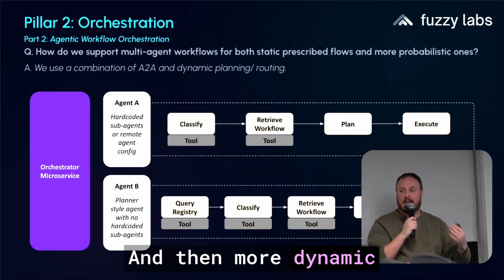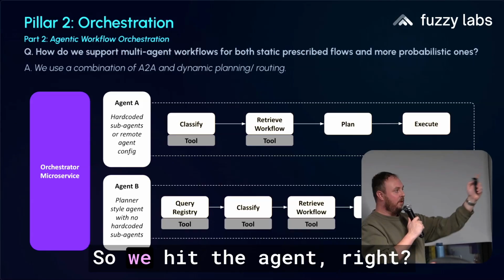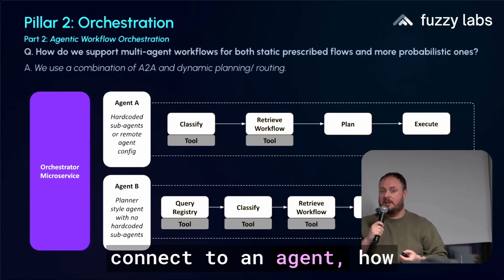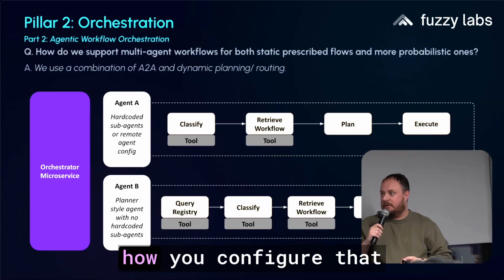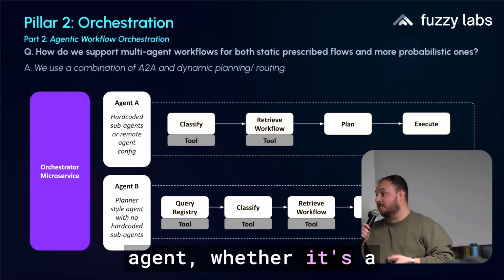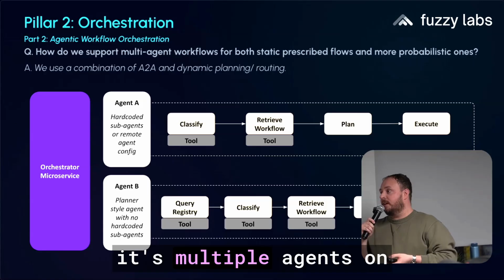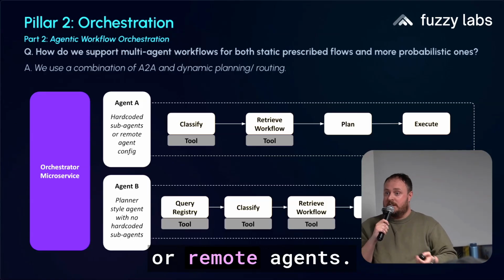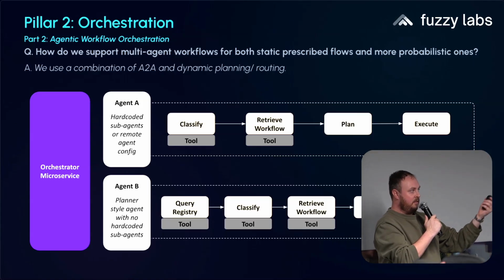And then more dynamic orchestration. So we hit the agent, right? So we've hit an agent. This allows you to connect to an agent. How you build that agent, how you configure that agent, whether it's a single agent, whether it's multiple agents on a graph or sub-agents or remote agents, is this.